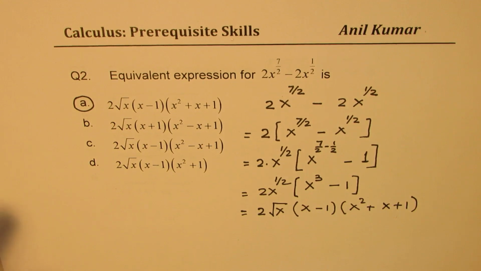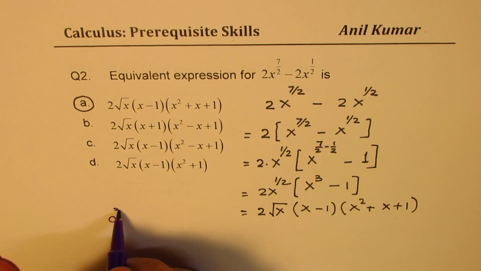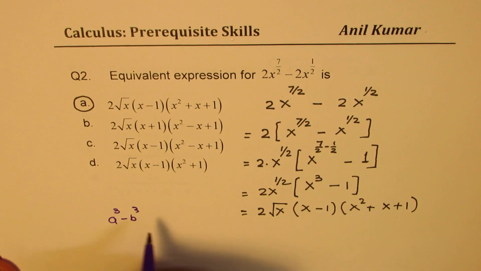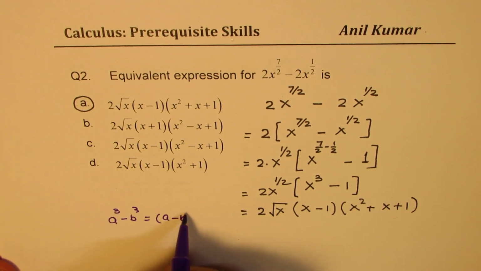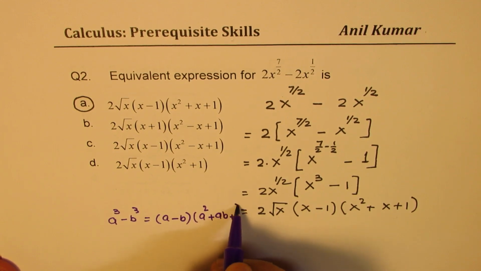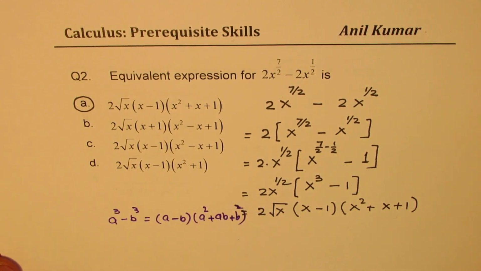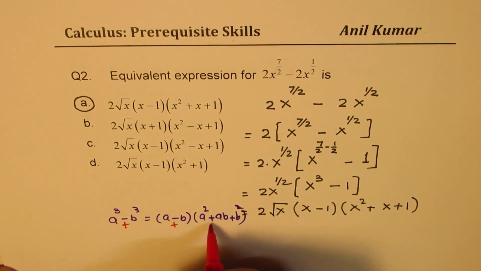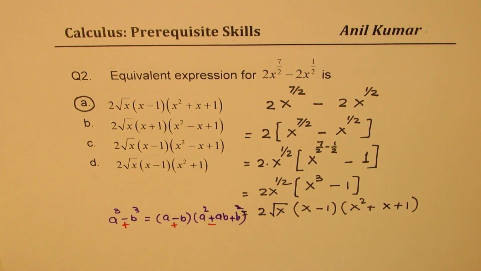So what you need to remember here is the formula, of course how to work with radical exponents, and also you need to remember what a cube minus b cube is equal to, right? So it is a minus b times a square plus ab plus b square, correct? If we have a cube plus b cube, in that case the signs will change at these places as shown here. So I hope that makes sense, right? So that is how you have to answer this particular question.